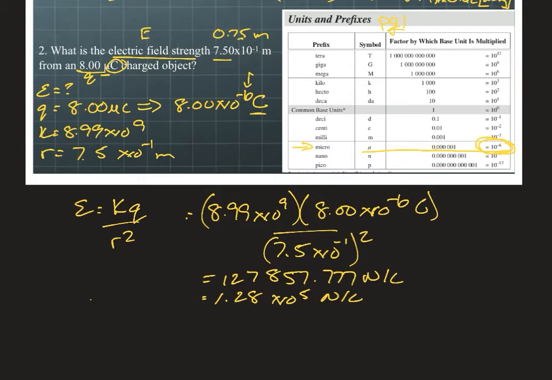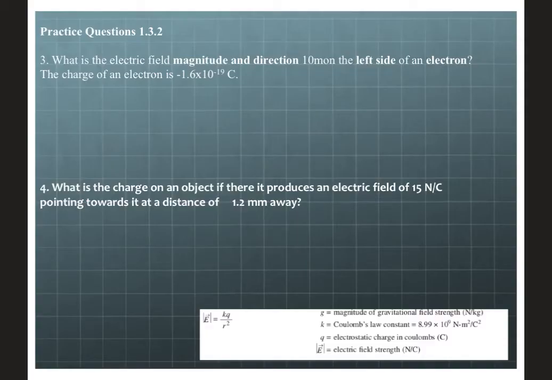So again, pause this, go back if you need to, and ensure that you are comfortable with this step of converting those microcoulombs to coulombs. This is probably the easiest way of doing it. When you look at question 3, again, you have to figure out the electric field strength. Some of these are going to be repetitive in nature. So again, this is the question. I can just write that.